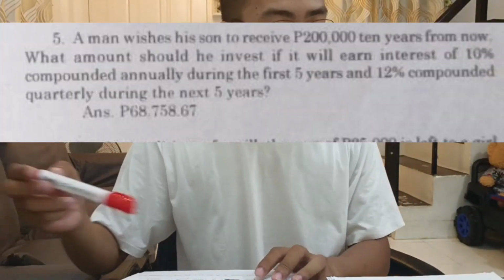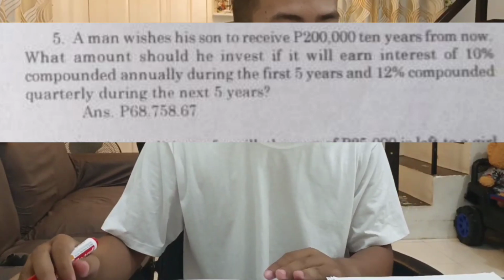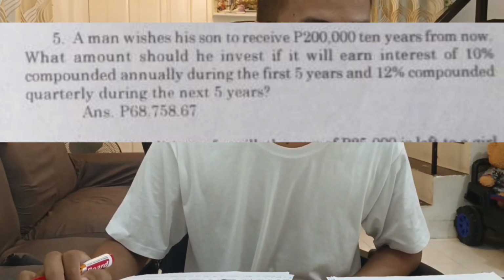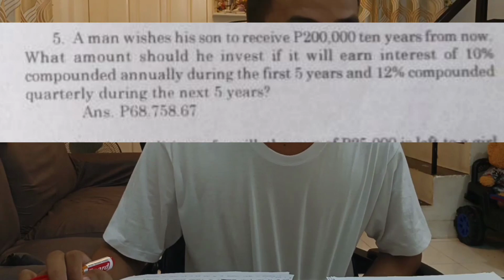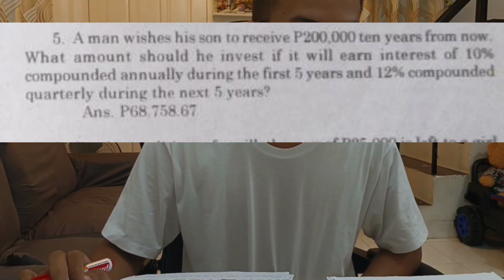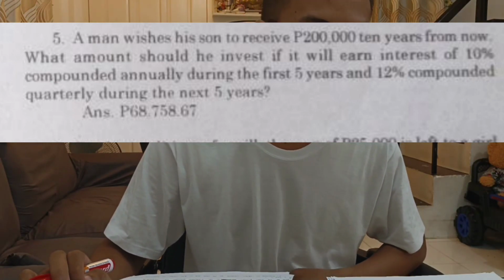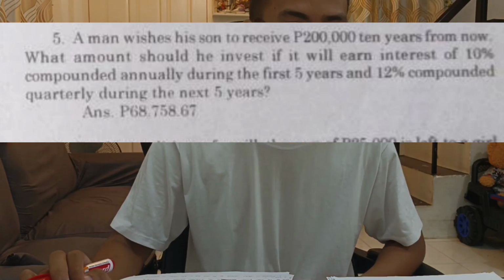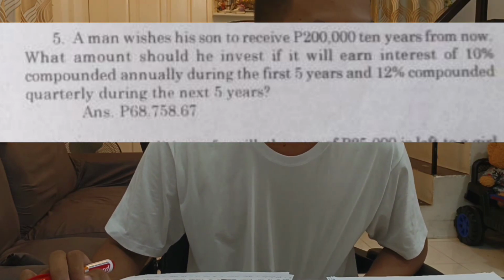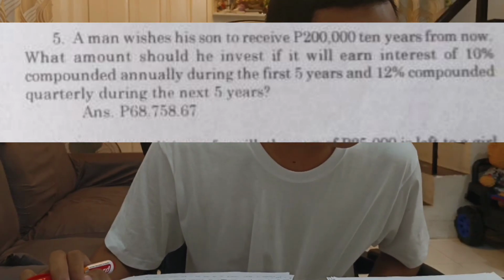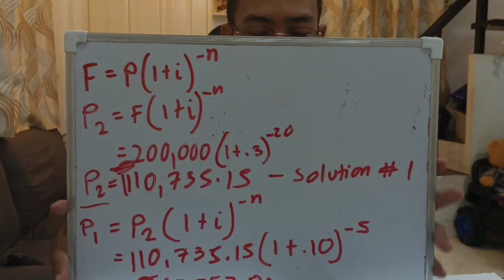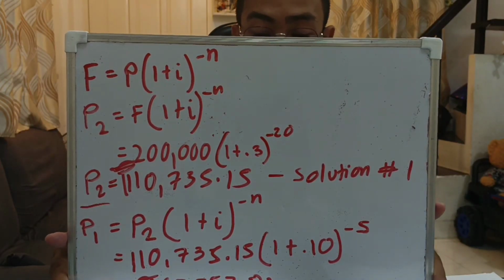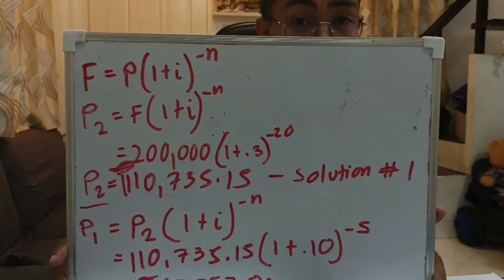Number five: a man wishes his son to receive 200,000 pesos 10 years from now. What amount should he invest if it will earn interest of 10% compounded annually during the first 5 years and 12% compounded quarterly during the last 5 years? We will be using the present worth formula in determining the capital.